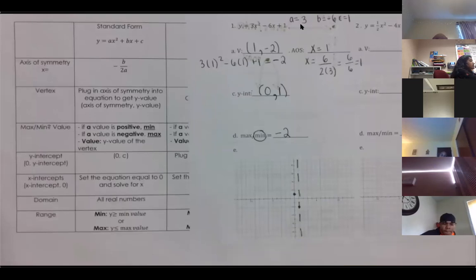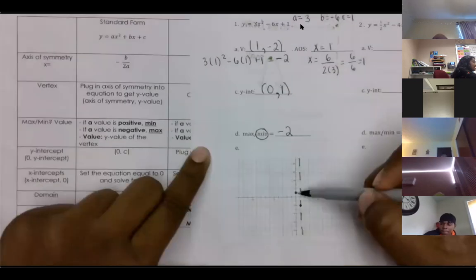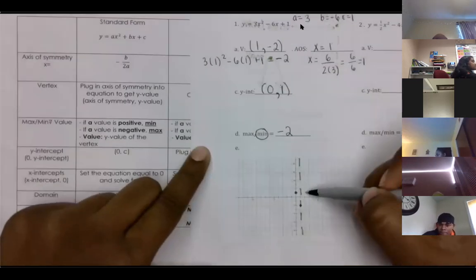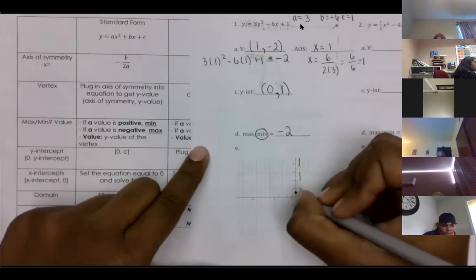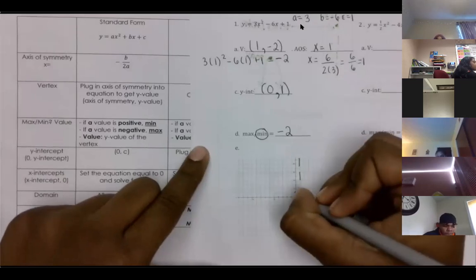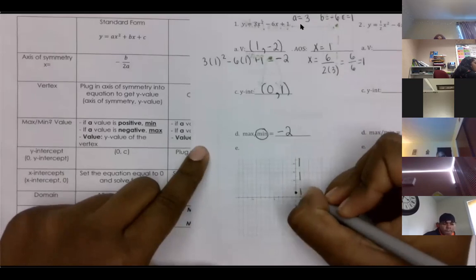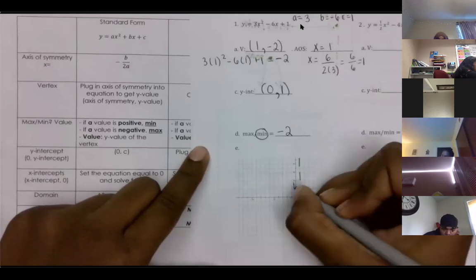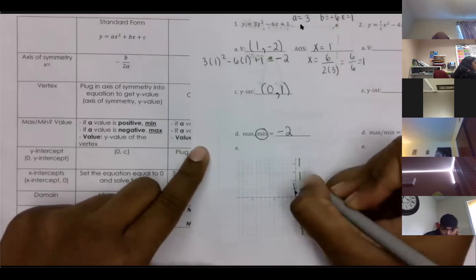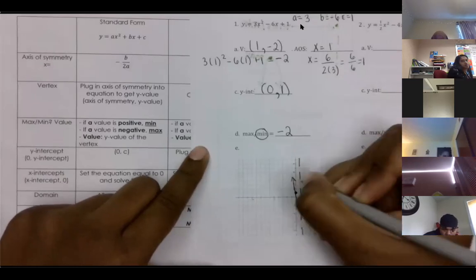You need at least 3 points to finish your parabola. I've got 2 so far, but I can get the third one by just reflecting this point over the axis of symmetry, because the axis of symmetry divides your parabola exactly in half. You can take this y-intercept, which is to the left 1, and if you just reflect it to the right 1, you'll get your third point. And then you can connect those together to make your parabola.